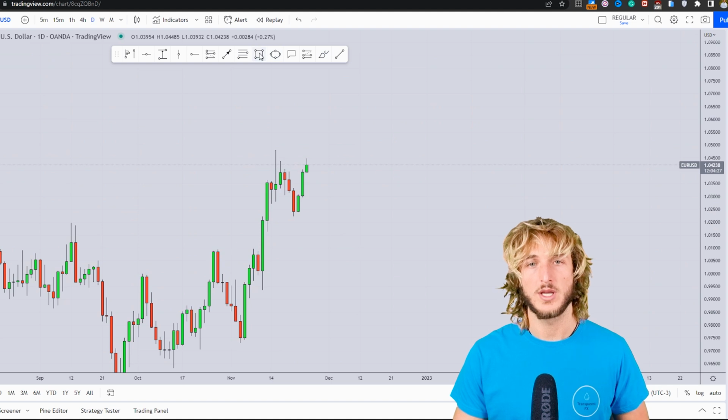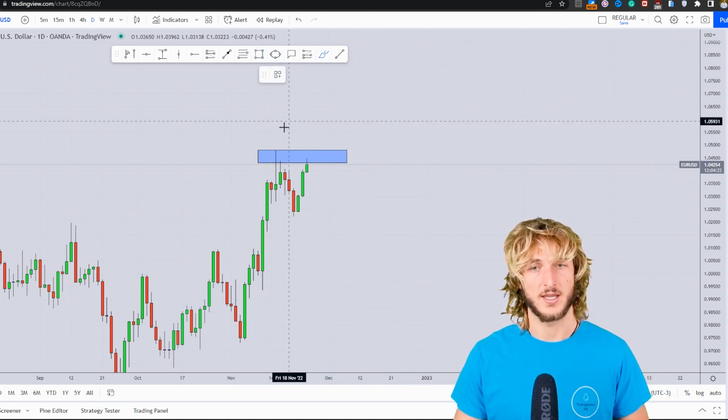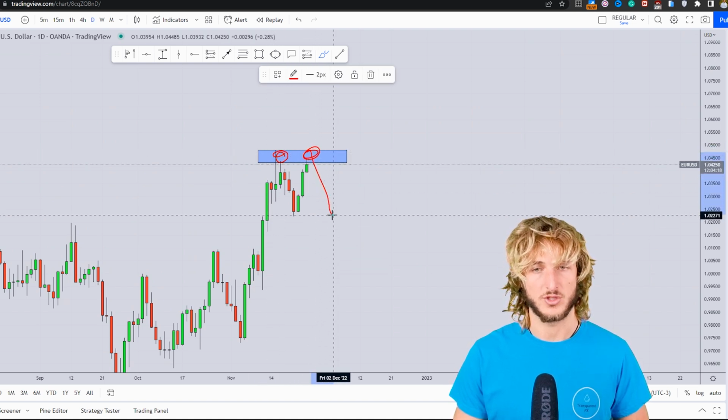However, what we can notice at the moment is that from a daily perspective, the market is testing exactly the previous high. And as we are testing the previous high, we could expect from here a potential rejection lower.